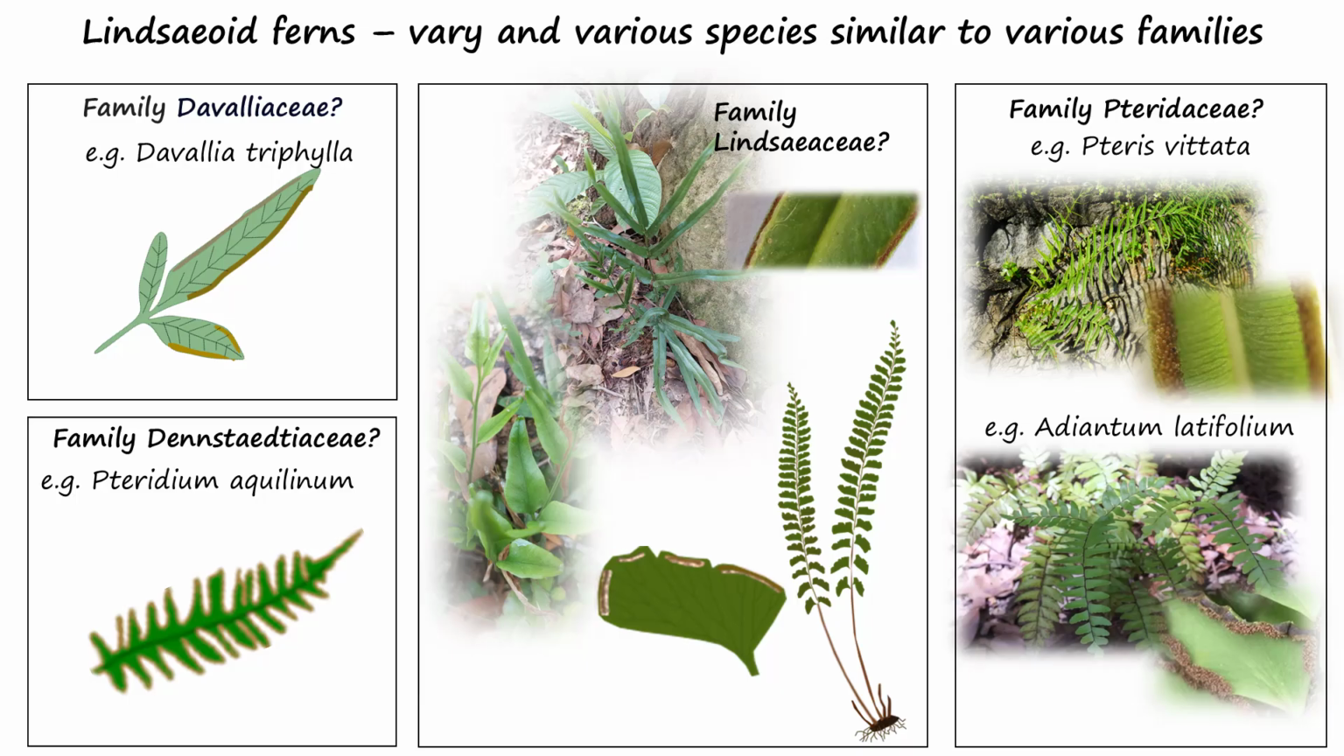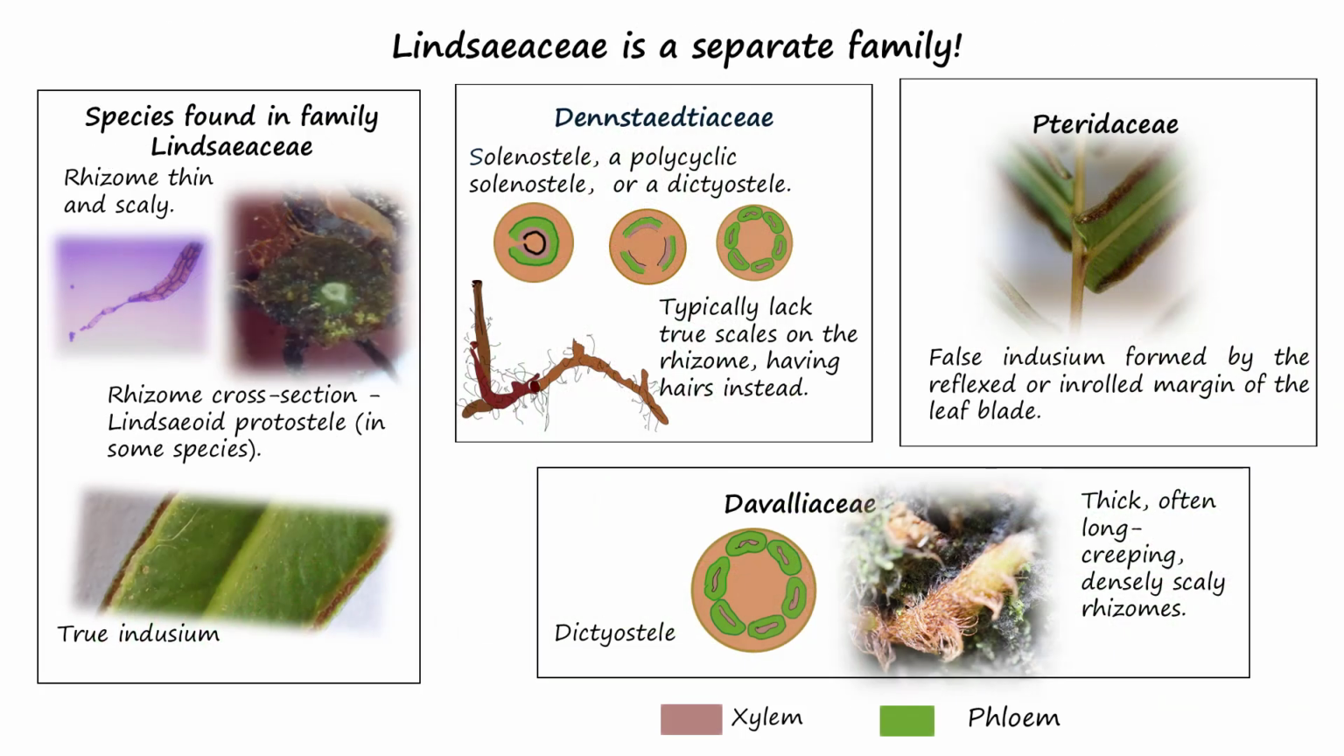Why this confusion? Well, they share some common features, such as marginal or near marginal sori and creeping rhizomes. However, many Lindsaeoid ferns have a unique vascular structure in their rhizomes' cross-section, the Lindsaeoid protostele. This is a central vascular cylinder of xylem surrounded by phloem without a central pith or endodermis.